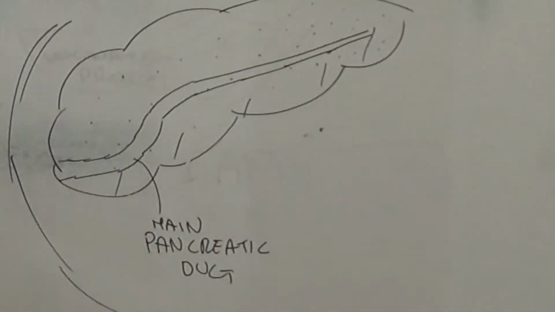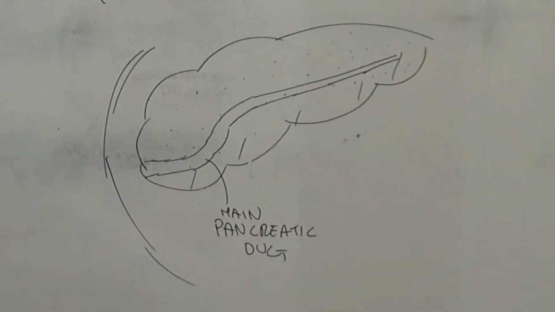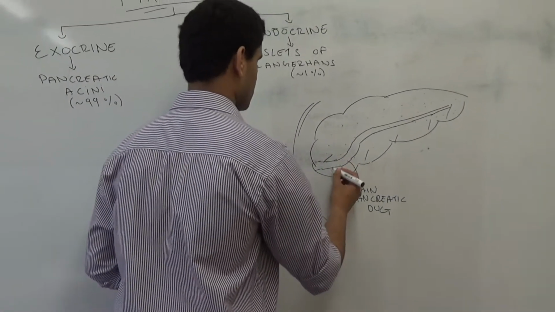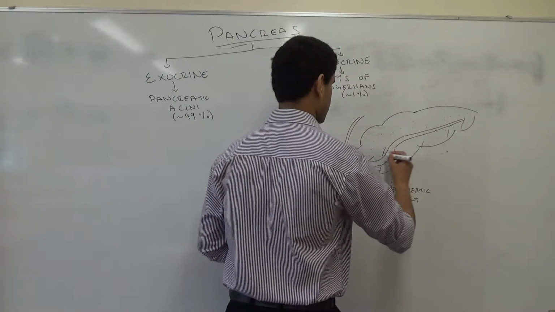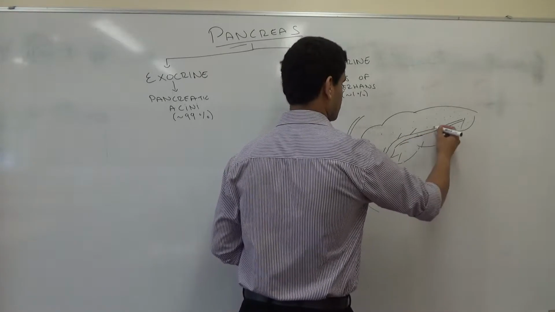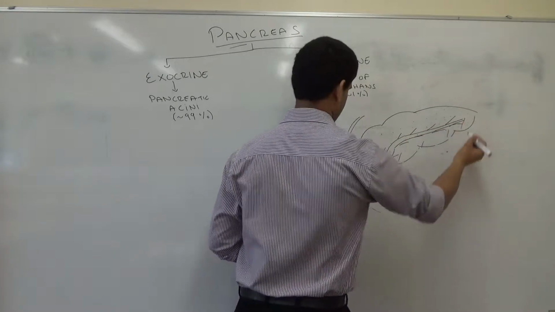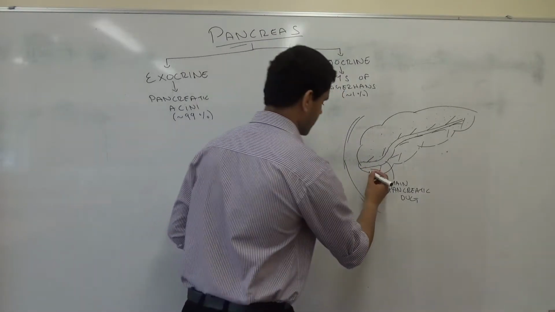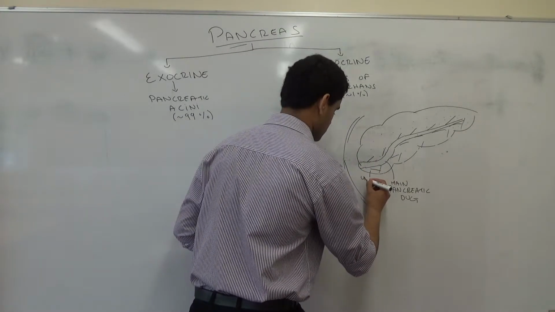And this main pancreatic duct is involved in draining secretions from the uncinate process, the neck, the body, and the tail. Just realised I've rubbed off the label, so I'll just relabel these.